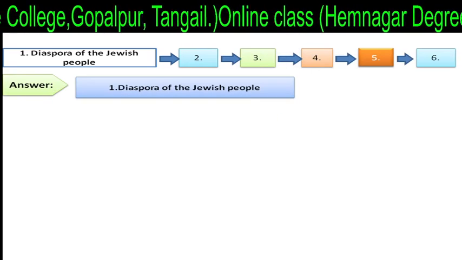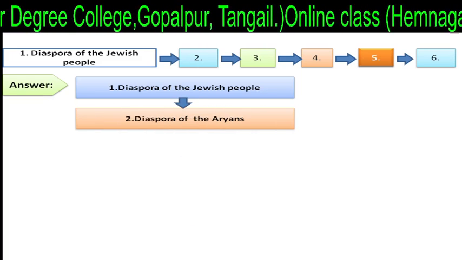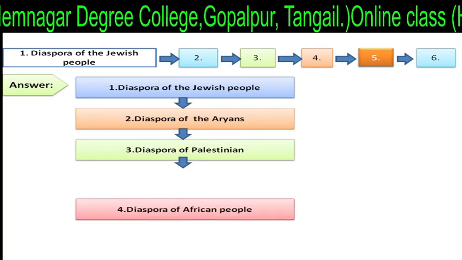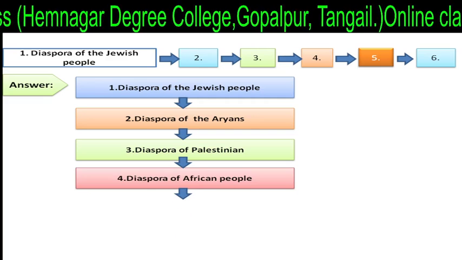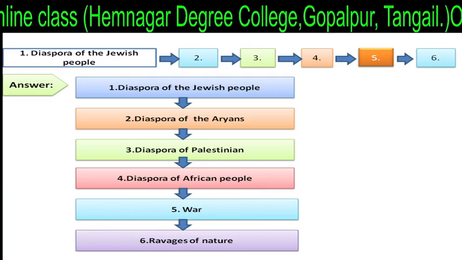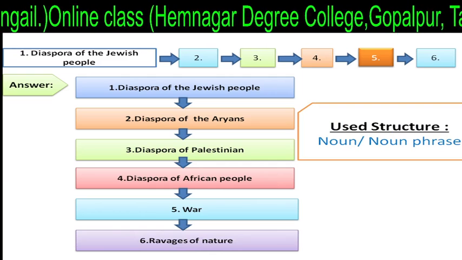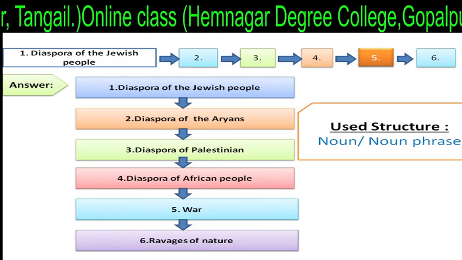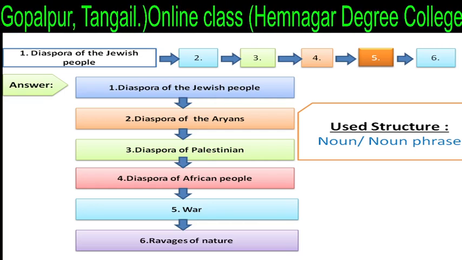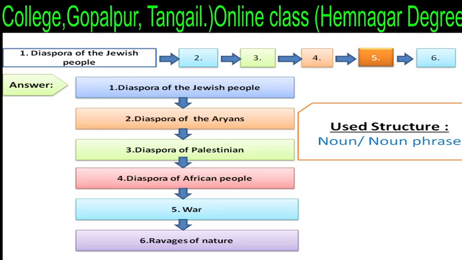So the answer, number 1, diaspora of the Jewish people. Number 2, diaspora of the Aryans. Number 3, diaspora of the Palestinian. Number 4, diaspora of African people. Number 5, war. Number 6, ravages of nature. Here you can see the used structure noun or noun phrase. So dear students, I hope you have got the idea that you have to follow the structure of number 1 to complete the next 5 items of flowchart.